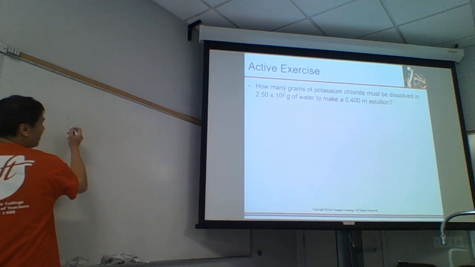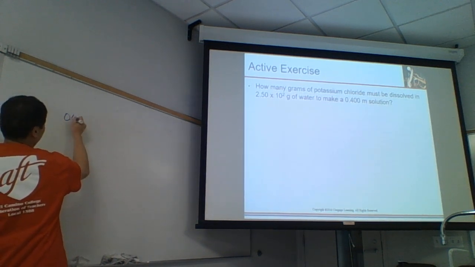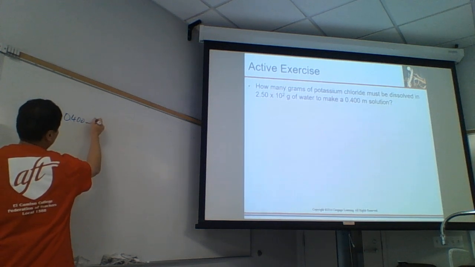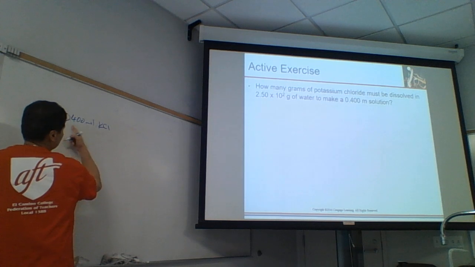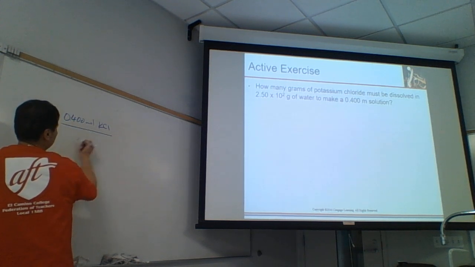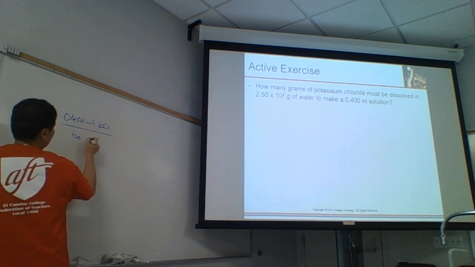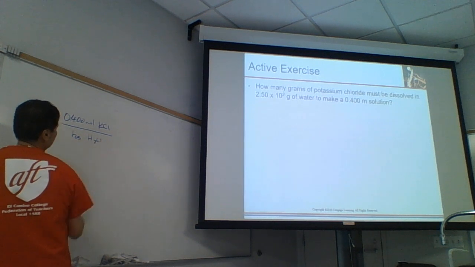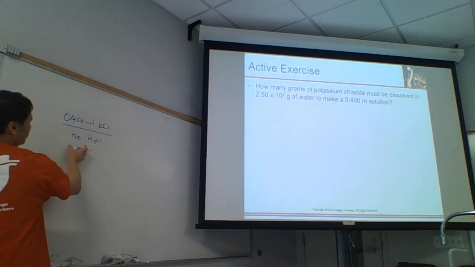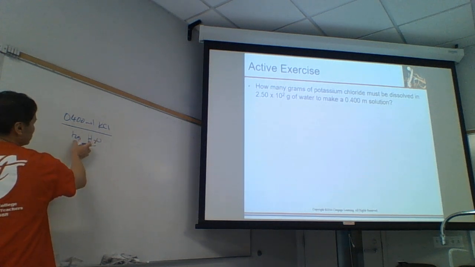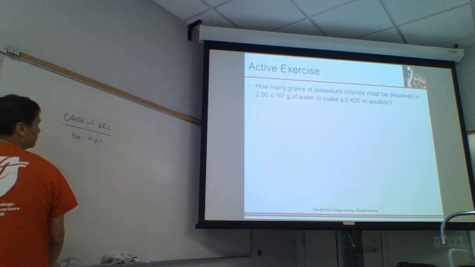So what is 0.400 molal? 0.400 molal is 0.400 moles of solute. In this case, the solute is potassium chloride. So 0.400 moles of pure potassium chloride per kilogram of water, H2O. A kilogram of water is a liter of water. So if I had a liter of water, I would dissolve 0.400 moles in that.